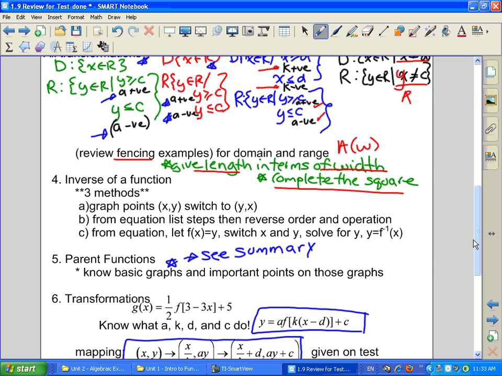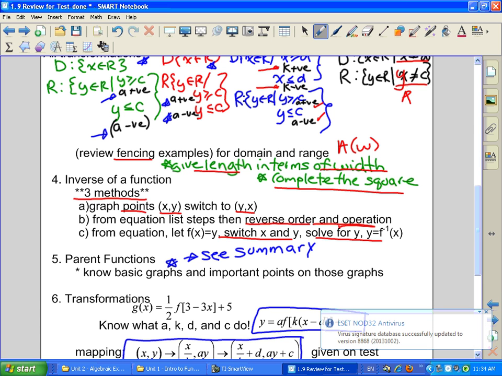Taking a look at the inverse function, ladies and gentlemen, there are 3 methods. And I apologize, the bell's going to go shortly. I'm at school trying to do this, so hopefully we won't have too many interruptions. But remember, if you're given points, you just switch x and y. So ordered pair xy becomes yx. Okay, from an equation, list the steps in reverse order and operation. People get the order or the operation, but they forget that it has to do both. Okay, my easiest one that I like to do is to switch x and y and then solve for y and then let y equal the inverse function.